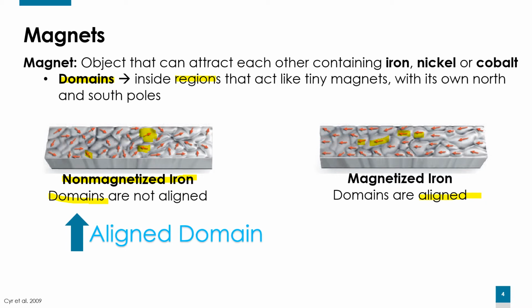The more aligned the domains I have, the stronger is my magnetic power. Okay, so the more aligned these domains are, the stronger is my magnetic power.